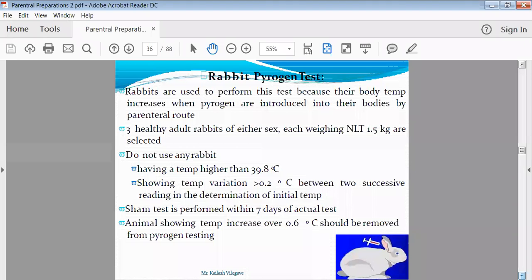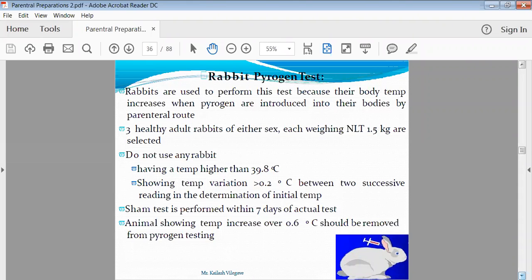For that test, first of all we have to select healthy rabbits. Generally, three rabbits of each sex we have to select. Suppose three female and three male rabbits, and the weight of each rabbit should be not more than 1 kg... then 1.5 kg should be the minimum weight of that rabbit. It means a healthy rabbit should be there.